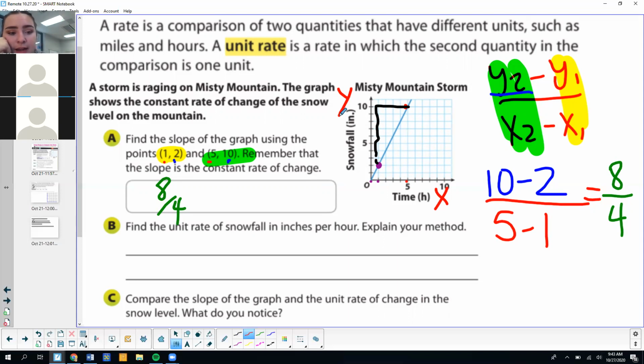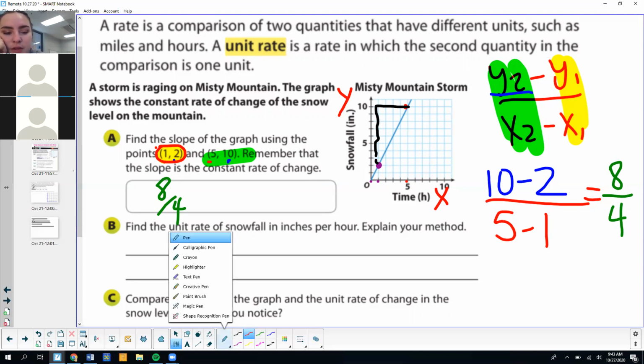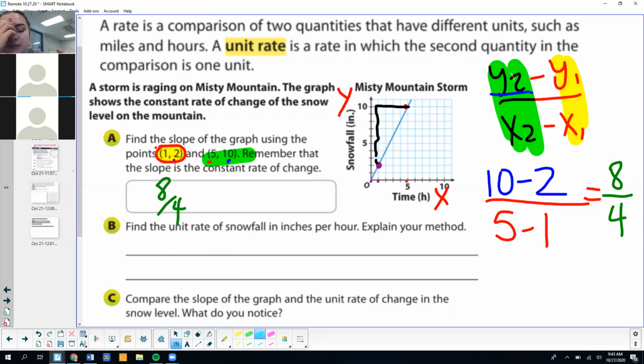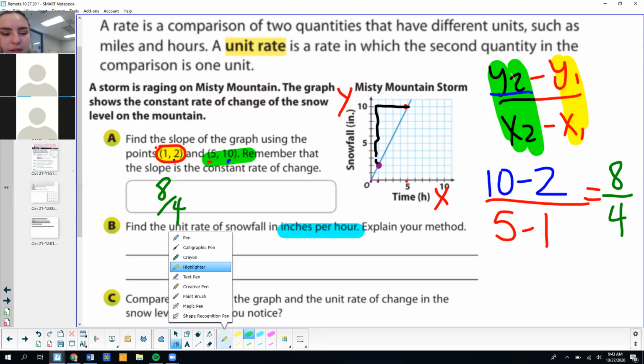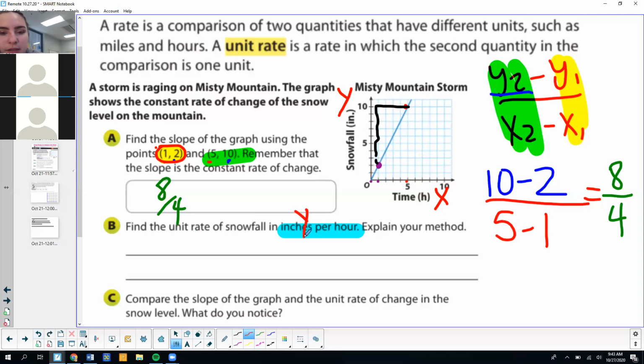Well, actually, we already have that. I'm trying to figure out a way to show you guys this without a bunch of visuals and videos and stuff like that. So find the unit rate of snowfall in inches per hour. That's what we're trying to figure out, inches per hour. So let me get my pen. Inches is Y, it's up here. Inches is Y per hour. So Y divided by X. So 8 over 4 is our rate of change.